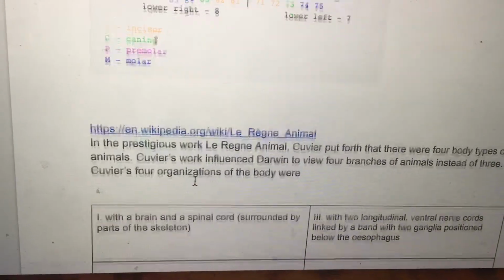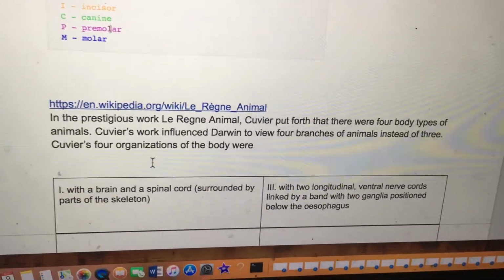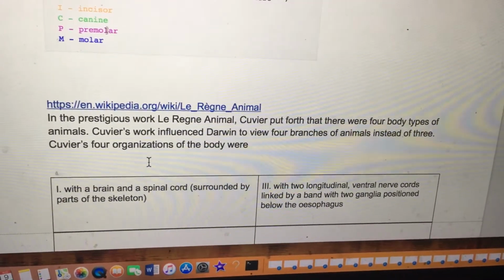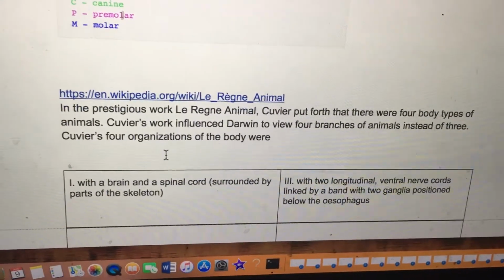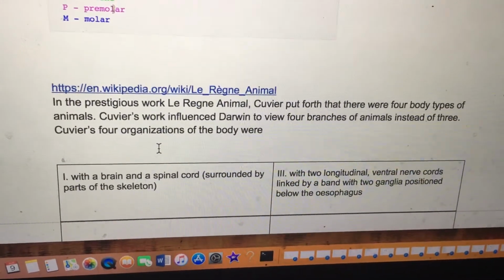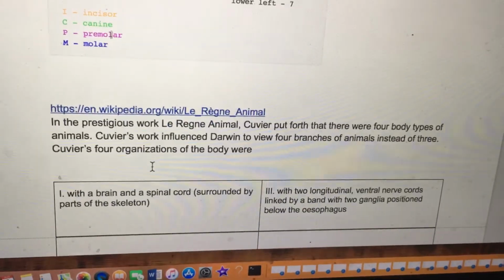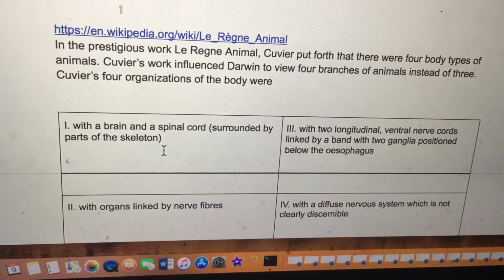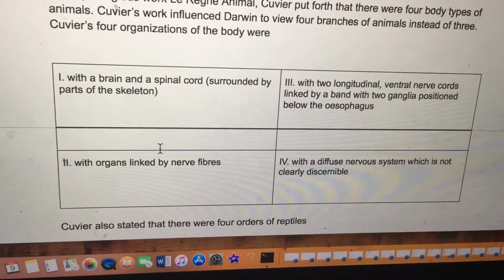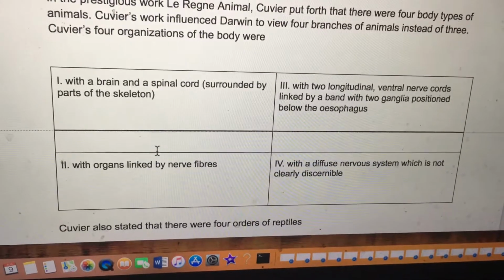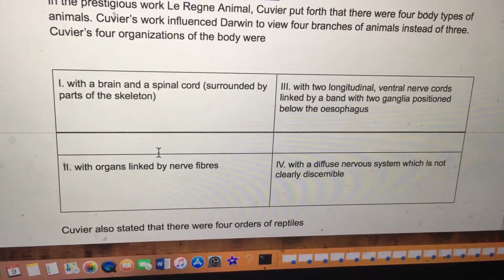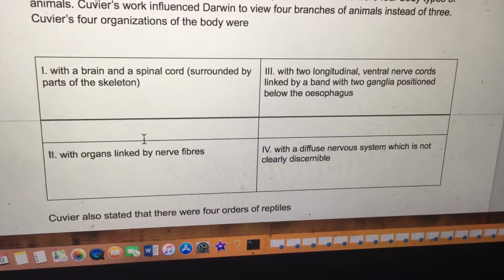In the prestigious work Le Règne Animal, Cuvier put forth that there were 4 body types of animals. Cuvier's work influenced Darwin to view 4 branches of animals instead of 3. Cuvier's 4 organizations of the body were: with a brain and spinal cord, with organs linked by nerve fibers, with 2 longitudinal ventral nerve cords linked by a band with 2 ganglia positioned below the esophagus, and with a diffuse nervous system which is not clearly discernible.